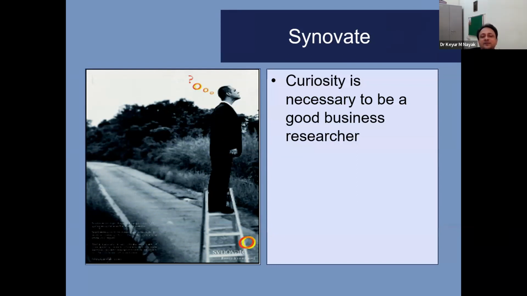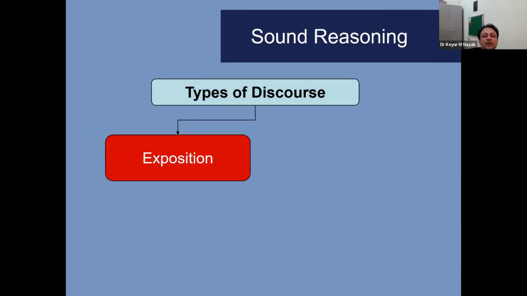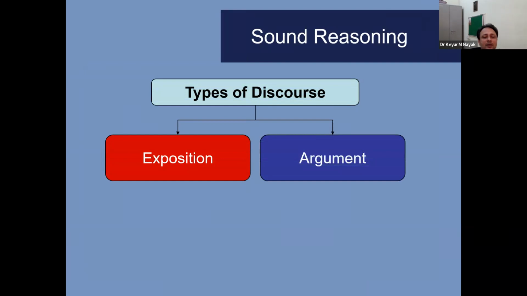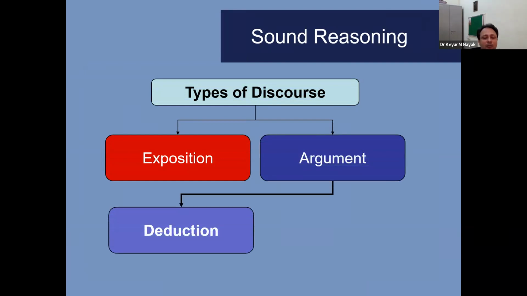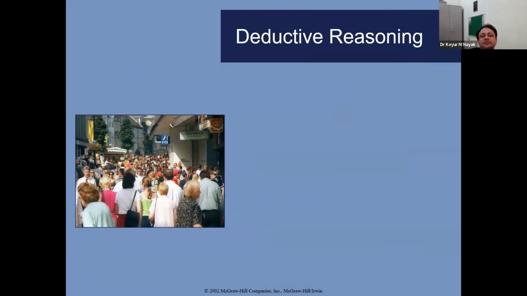As a researcher, curiosity is very important. You should be good in sound reasoning, types of discourse: exposition, argument, deduction, induction. So argument can be of two types, deductive and inductive. We'll see all of them.